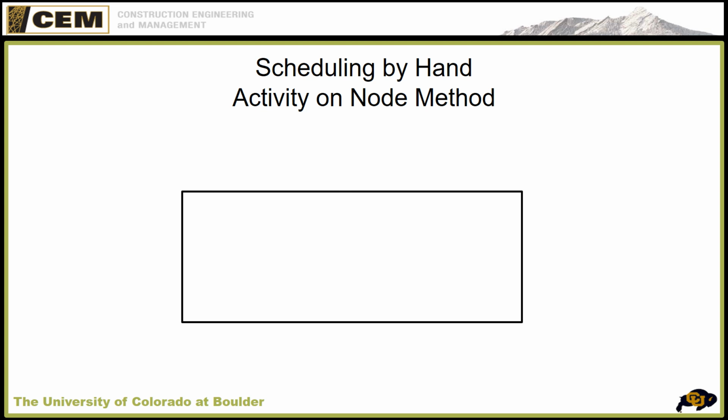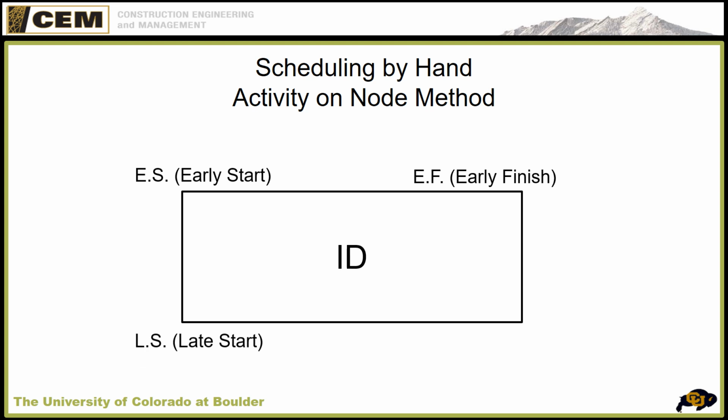There's some nomenclature we have to establish up front. So there'll be a series of boxes or nodes. And in each box, we have some sort of identification, a letter or a number, or the name of the activity. In the top left, we have early start. This is the earliest possible time the activity can start. Early finish, this is the earliest possible date the activity can finish. And late start, you're starting to see a pattern here. This is the latest we can possibly start, and late finish, the latest we can possibly finish. Then in the bottom center, we put our duration for that activity.